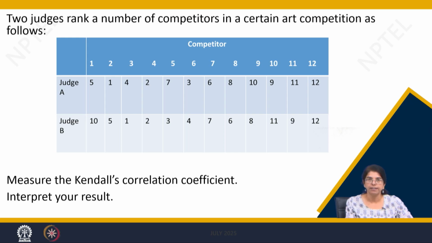Now let us have the same example or exercise which we have done in the context of Spearman rank correlation. It's a very interesting example. Two judges rank a number of competitors in a certain art competition as follows: 1, 2, 3, 4, 5, 6. So there are 12 competitors. Judge A has assigned some ranks as per their performance, and Judge B too has ranked these 12 competitors. The question is: measure Kendall's correlation coefficient and interpret your result.